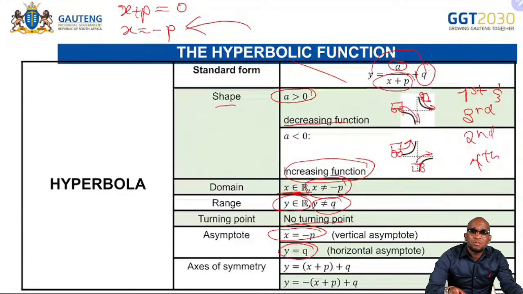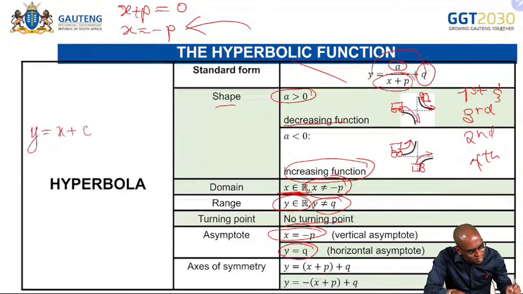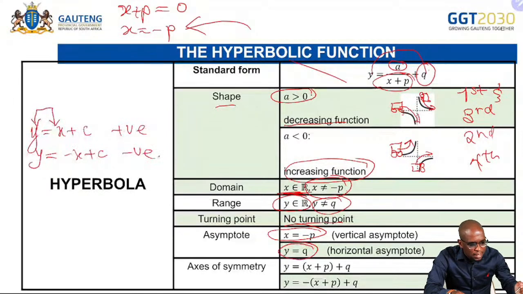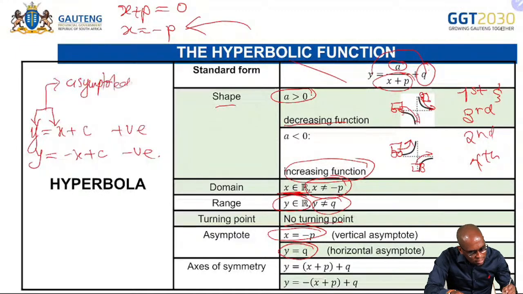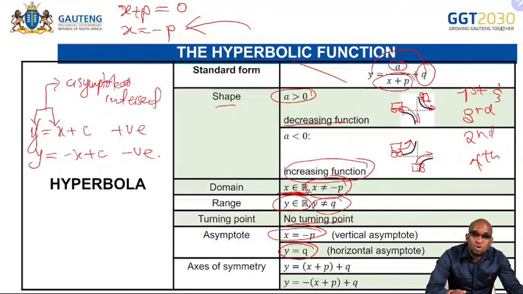Now, to find the axis of symmetry, there are so many methods. Others would use y equals x plus c for the positive one, and y equals minus x plus c for the negative one, where this point x, y is a point where the asymptotes intersect. So that's how you can find your axis of symmetry.